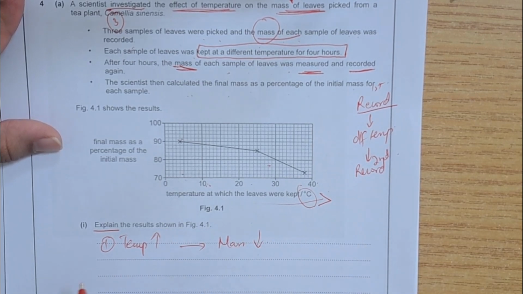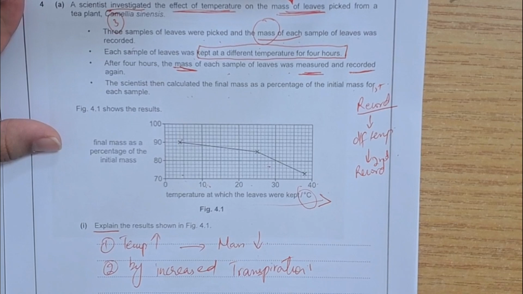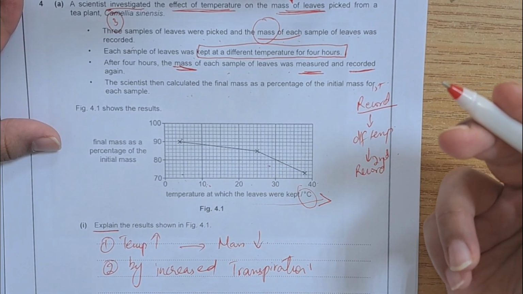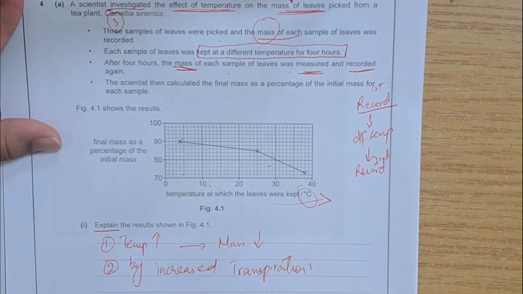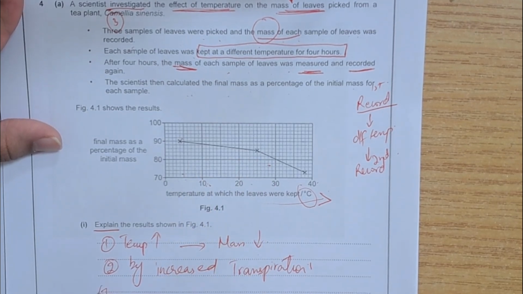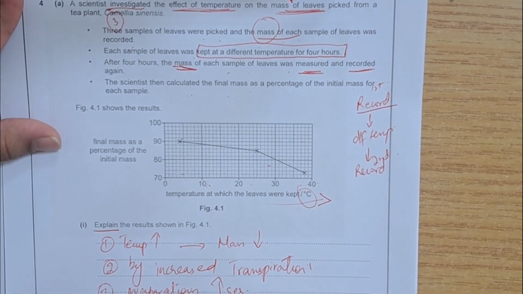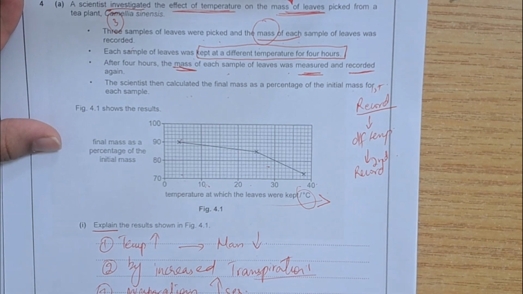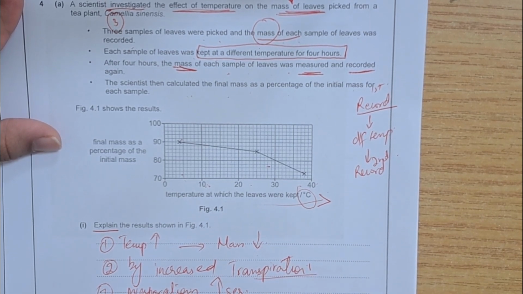Now explain why this is happening. 1 point could have been increased transpiration. What is happening because of increasing the temperature? More water vapors are lost from the leaves, so that is increased transpiration. So what could be the explanation for the line graph that you are seeing? Increased transpiration. Or you could have written evaporation from the leaves increases. Where is this evaporation occurring from? This transpiration is occurring from the surface of which cells inside the leaf? Mesophyll cells. More water is evaporating from the surface of the mesophyll cells.